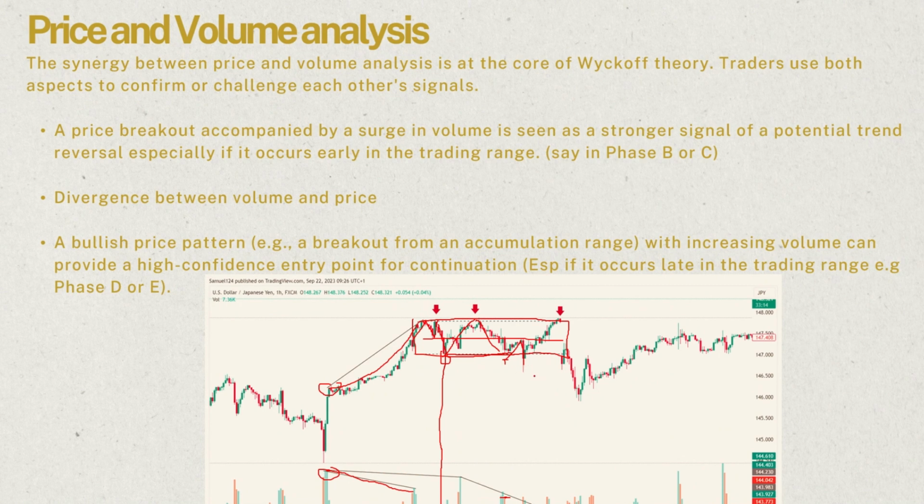This becomes what is called the sign of strength, because out of all the volume data here, this was the highest, and it signals the interest of the composite operator, which is otherwise known as the institutional traders. So this is giving us an example. This is giving us an alert that the market may go bearish. So we have this sign of strength.